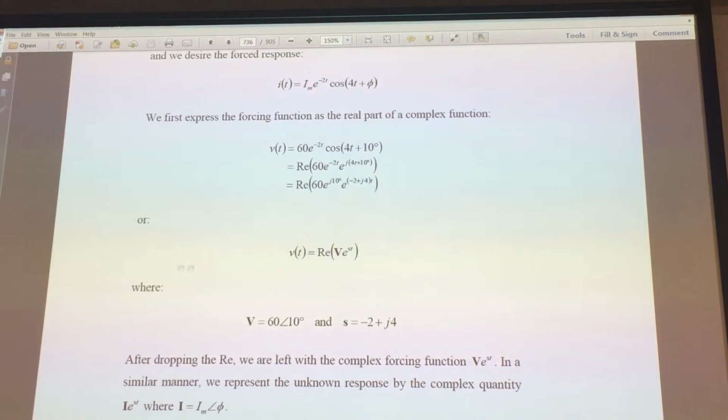So we can rewrite it in this way. Because V is the phasor, with the magnitude and phase, and s now is a complex frequency. It has a real part, which is the coefficient of the damping factor in the exponent, and the imaginary part, which is the omega, the frequency.